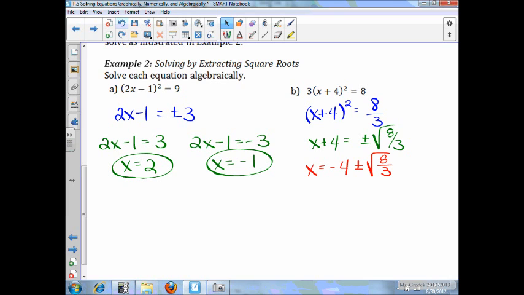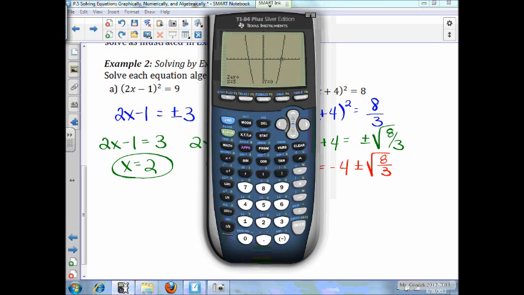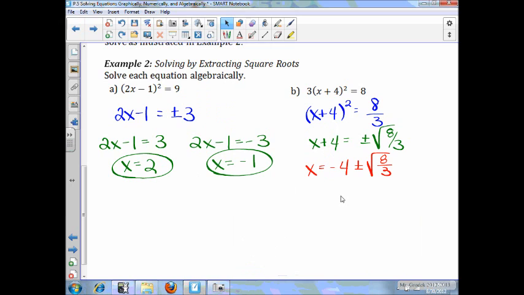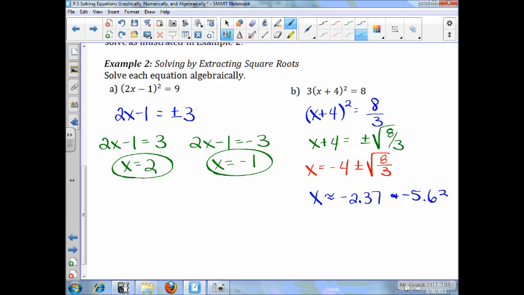Now, if you really want to go into it, we could figure out the numbers here, negative 4 plus the square root of 8 divided by 3. Then negative 4 minus the square root of 8 divided by 3. So we'll have the answers of negative 2.37 and about negative 5.63. So those are our answers right there.